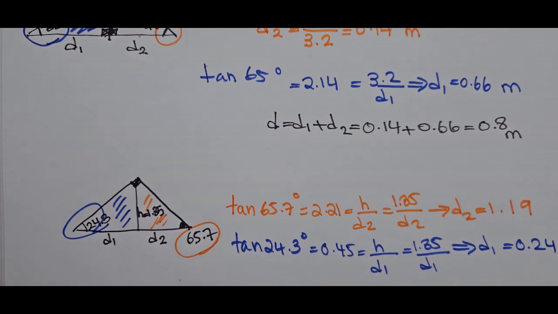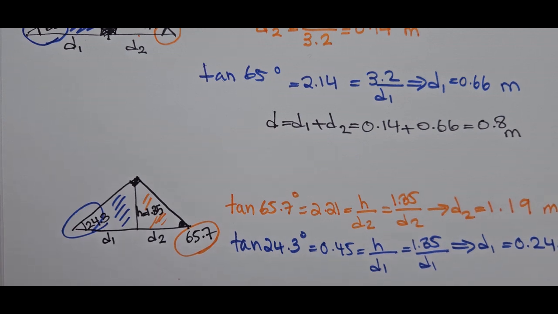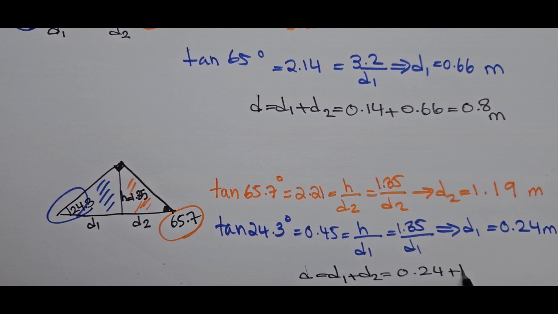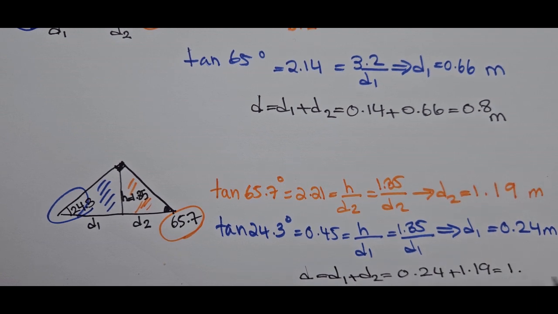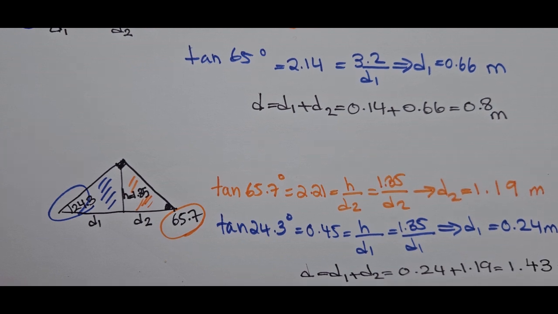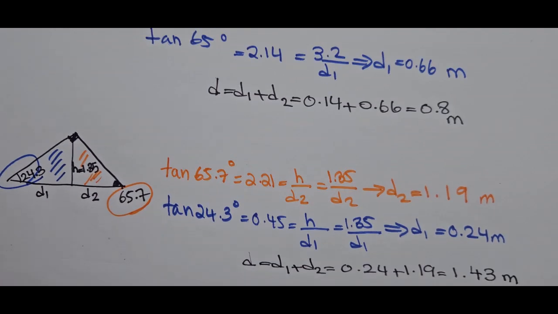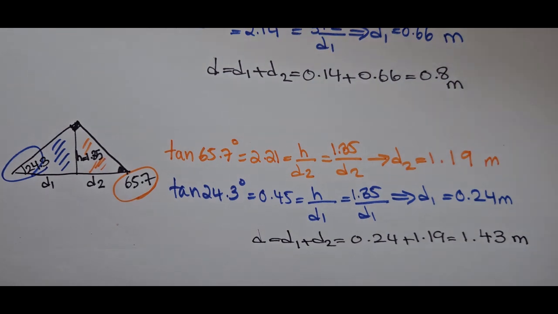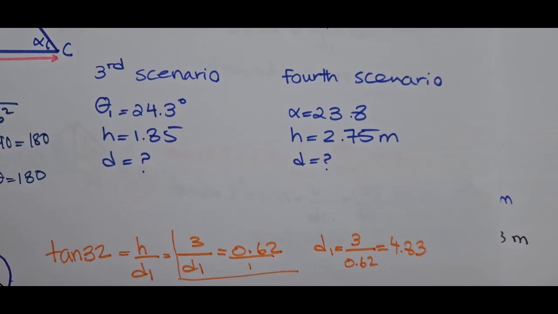Okay, and remember both of these units are meter, and then what I'll do here, I will add these two together. D is equal to d1 plus d2, which is 0.24 plus 1.19, which is 1.43. The final answer would be 1.43 meter. Okay, so that was the third scenario. Perfect. But we are not done yet. We still have another one. Okay, let's see what about the fourth scenario.